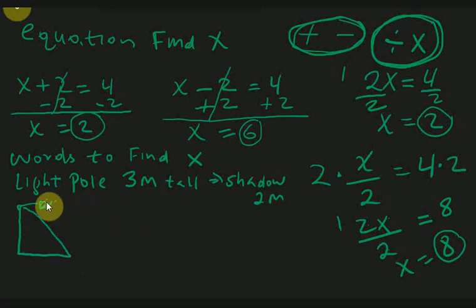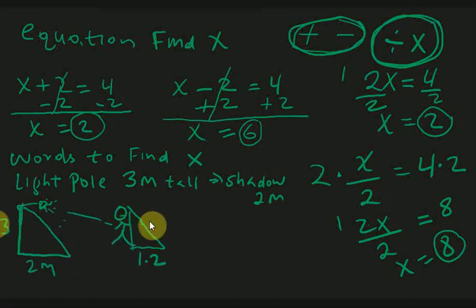The light reflects the person, so the person also creates a shadow. Whatever shadow he creates, the base, or the length, is 1.2 meters, right? But the unknown is how tall the person is. You need to find that.